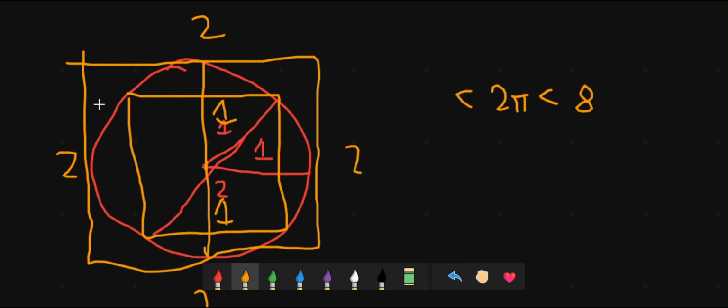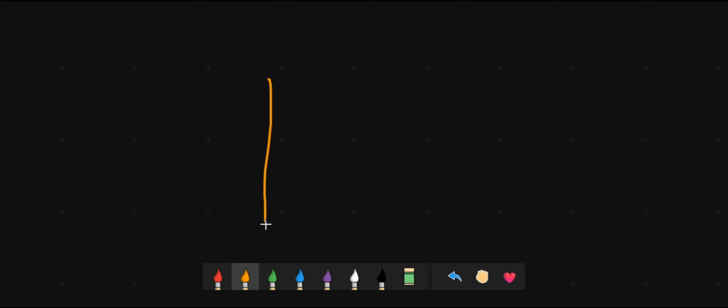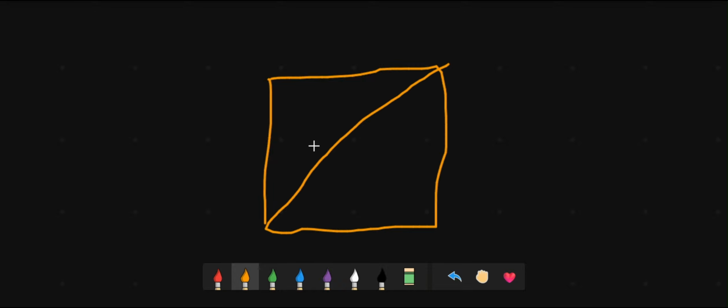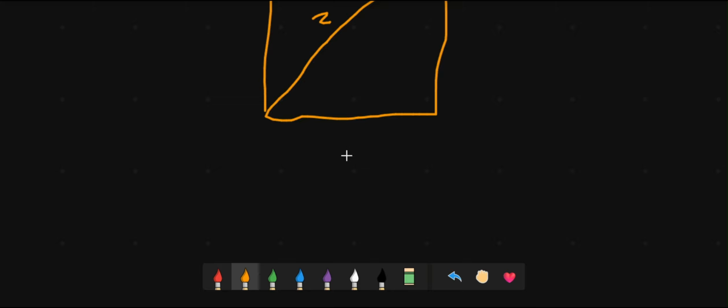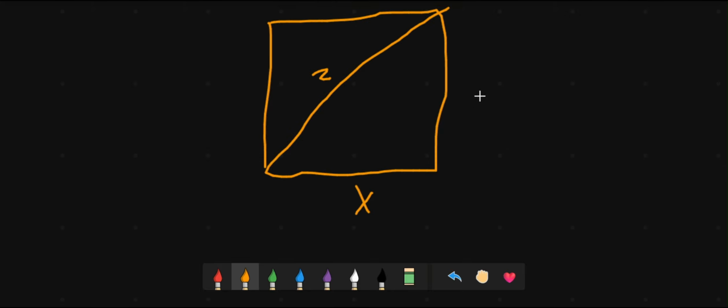So if I want to find the perimeter, firstly, I know this radius right here is going to be 1, and so its whole diagonal is going to be 2. Let's go down and redraw the square. The diagonal is 2, and we have two sides x. Let's try and find the sides so we can multiply by 4 and then find the perimeter.